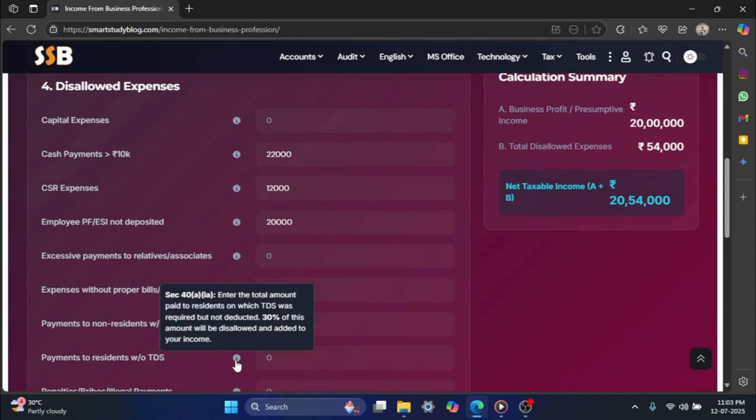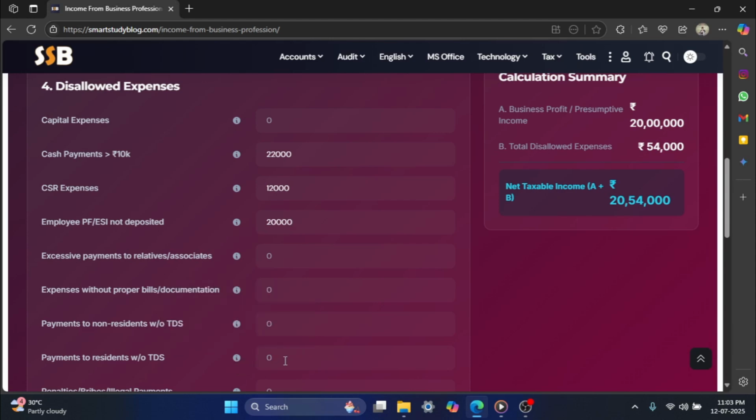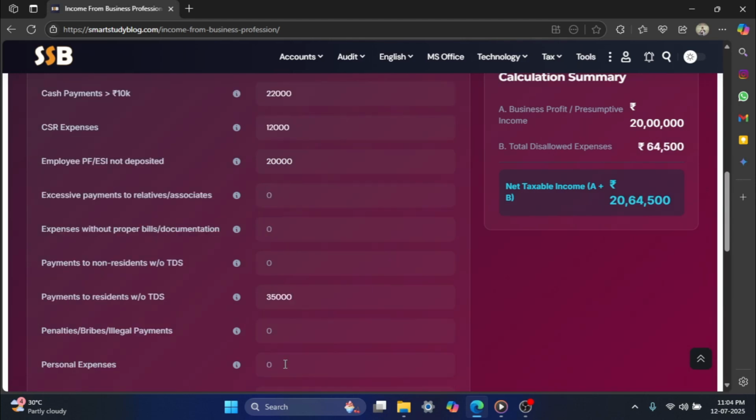And TDS defaults are another big one. If you make payments to residents where you were supposed to deduct tax at source, TDS, but you didn't, then 30% of that payment gets disallowed. And naturally, any purely personal expenses you might have accidentally put through the business books, those are completely disallowed too.